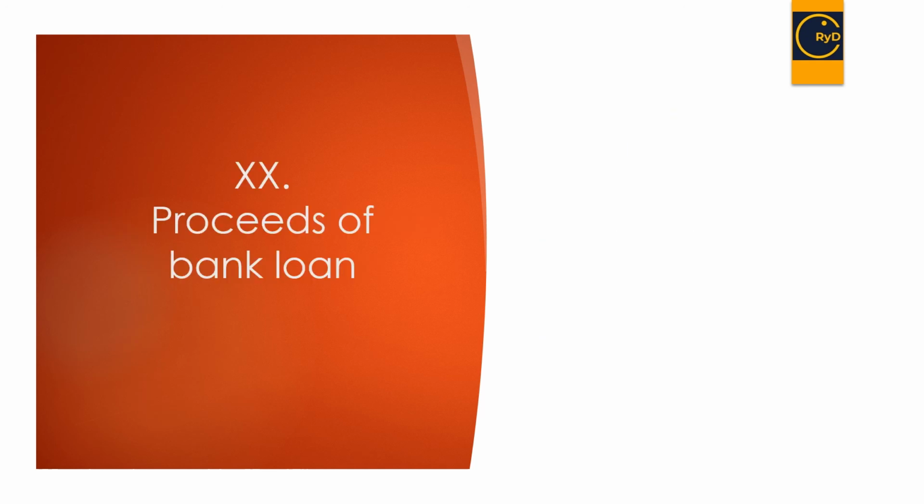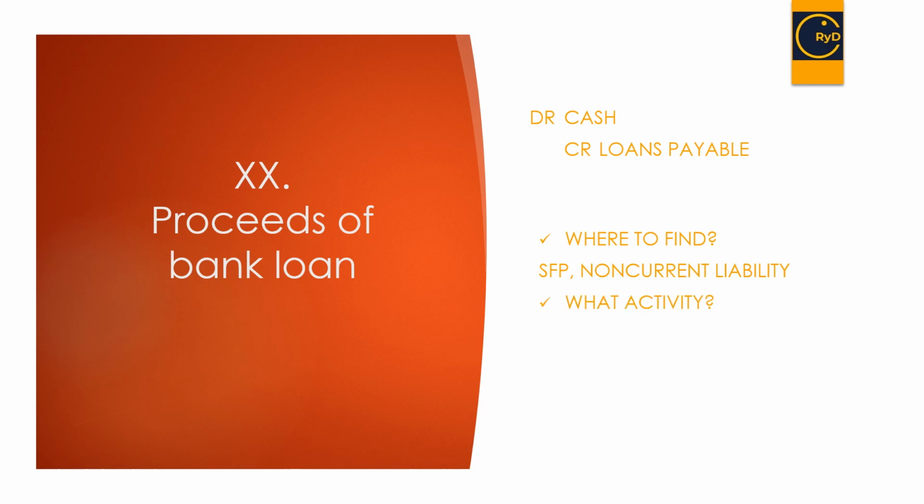Next, we have proceeds of bank loan. Our entry would be a debit to cash, credit, loans payable. So where can we find this? In our non-current liability, SFP. So the activity is financing.